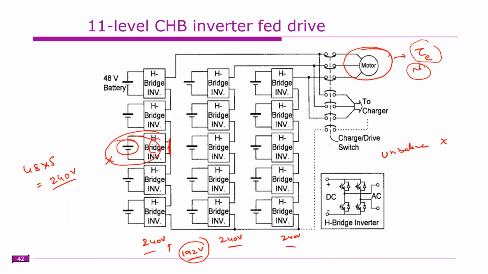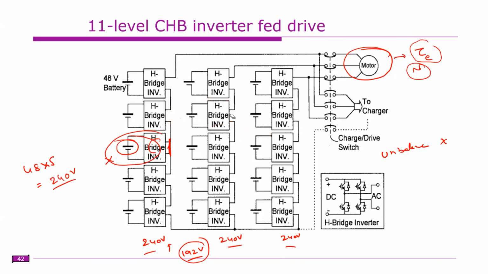For the output of each H-bridge, there will be a bypass switch. Whenever you observe a fault either in the battery or in the inverter bridge, the particular cell is bypassed. Usually this entire setup is known as a cell, or sometimes a basic unit. The particular cell or basic unit is bypassed.